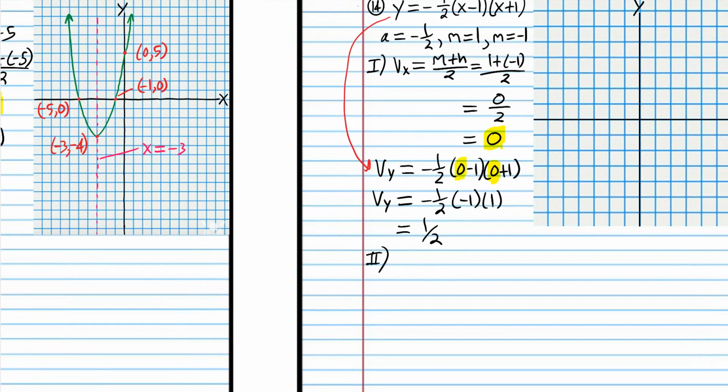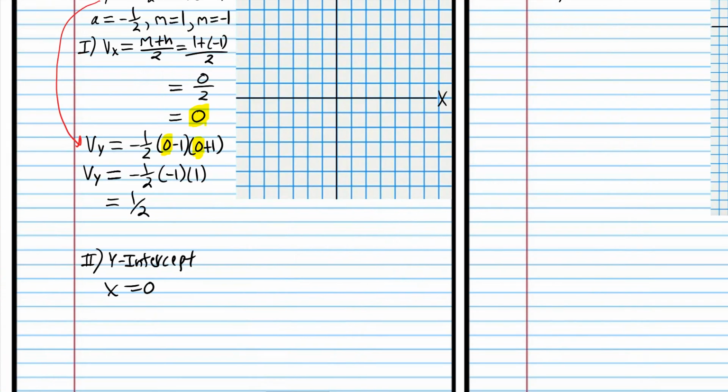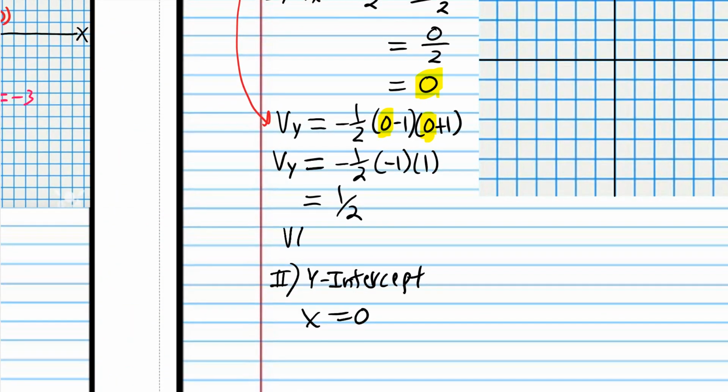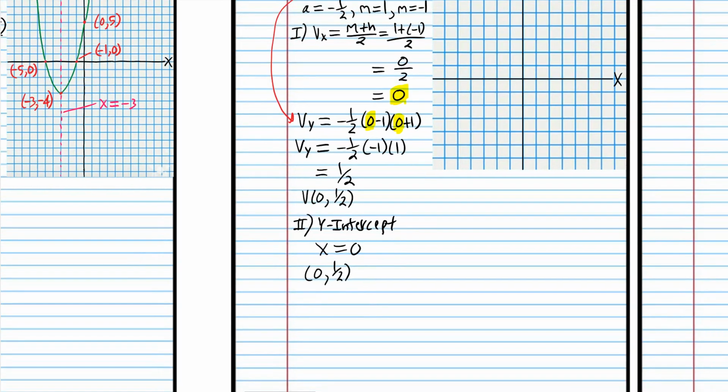Okay, now step 2, we're going to find the y-intercept. To do that, we're going to let x equal 0. But, oh, by the way, we forgot to write the coordinate of the vertex. So the vertex is (0, 1/2). So you can see that if we let x equal 0, we're just going to find this point here. That's the vertex. So the y-intercept is the same point as the vertex.